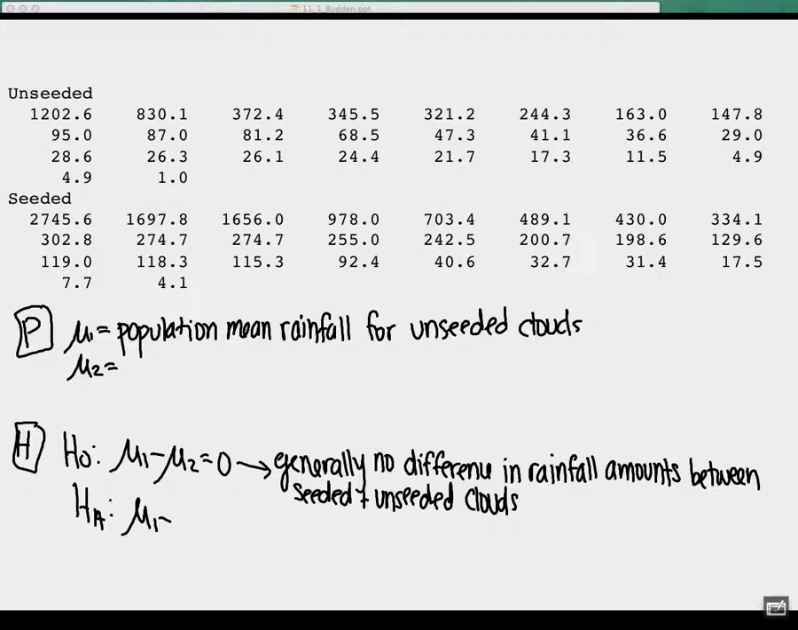So then your alternative is mu1 minus mu2. Okay, so they wanted to know, is the rainfall greater for the seeded clouds? So thinking about that, they want to know, is mu2 greater than mu1? So do the seeded clouds have greater rainfall than the unseeded? That means mu1 minus mu2 is going to be less than 0. I don't want you to write this. Personally, I write that to get it straight in my head and then I erase it. So this would tell us that generally the seeded clouds have greater rainfall.